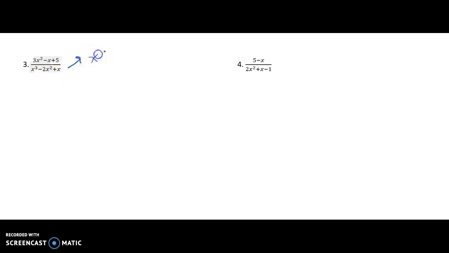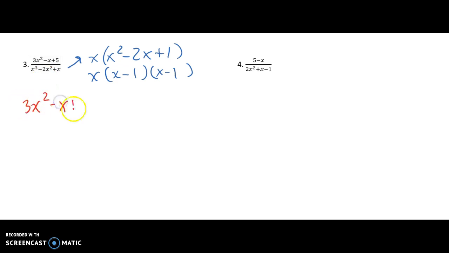We'd have to take out an x first. We'd have x squared minus 2x plus 1. If we factor that more, hopefully we're going to get x minus 1 and x minus 1. No good mathematician is going to write x minus 1 and x minus 1. They're going to write x minus 1 squared. So all of this ends up being 3x squared minus x plus 5 over x times x minus 1 squared.